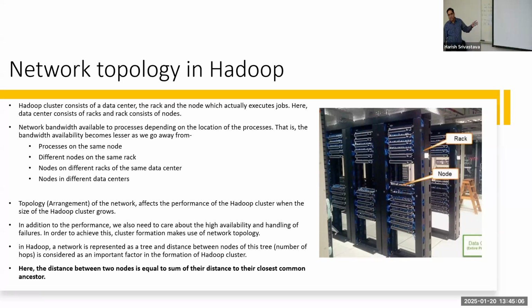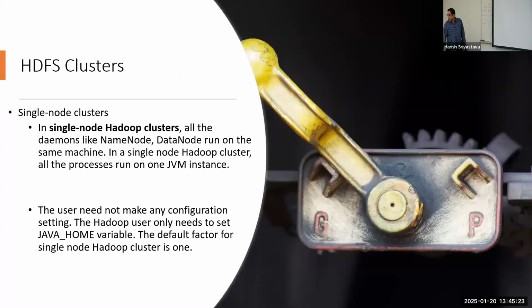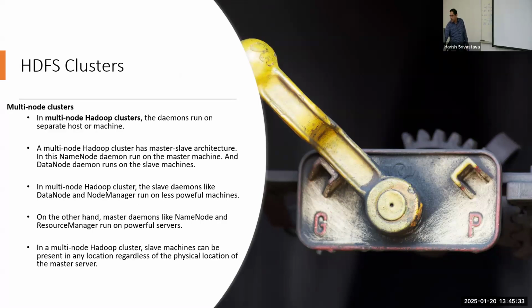Basic concept is that the distance between two nodes is equal to the sum of the distances to the closest common ancestor. Basically, the closer the nodes or the rack, the faster the time to retrieve. The farther the nodes or clusters, the longer the time to retrieve. This is a single node cluster. This is your lab. Single node is your lab. You have the name node and data node sitting on the same machine. Multi-node cluster means data nodes are sitting on different clusters or different virtual machines.